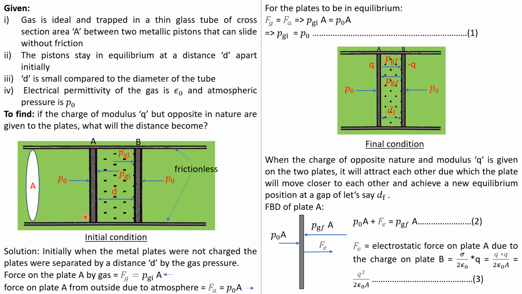And on this plate, from outside, which force is acting? That is atmospheric pressure into cross section area, and this force is in the rightward direction. So this arrow has been shown like this. For the pistons to be in equilibrium, what should happen? The rightward force should be equal to the leftward force. So we can write Fg is equal to Fa, and we'll be getting PGI is equal to P0. So the initial pressure inside was P0.